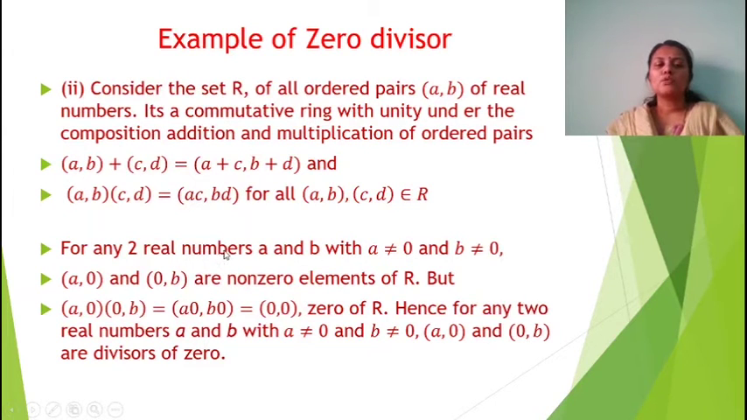For that, take two real numbers a and b with a not equal to 0, b not equal to 0. Then consider the ordered pairs (a, 0) and (0, b), which are two non-zero elements of R. Then (a, 0)(0, b) is equal to the product (a·0, 0·b), which is equal to (0, 0), which is 0 of R. Hence for any two real numbers a and b with a not equal to 0, b not equal to 0, (a, 0) and (0, b) are divisors of 0. So we have two examples of zero divisors.